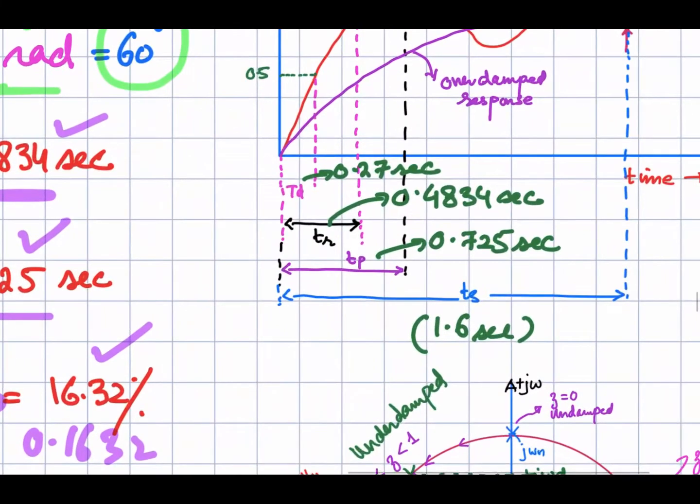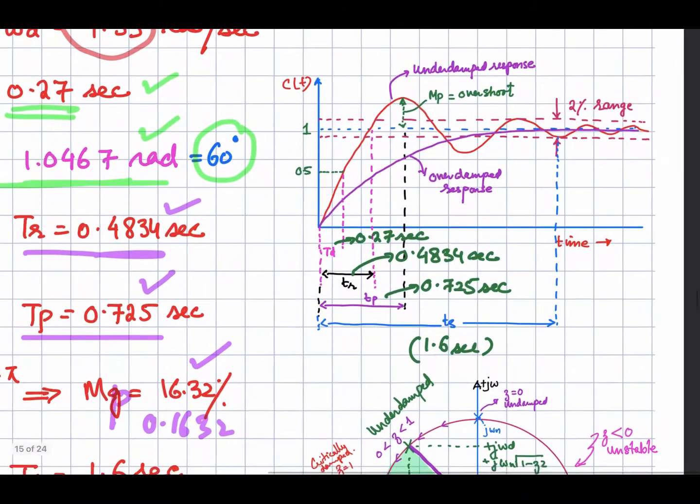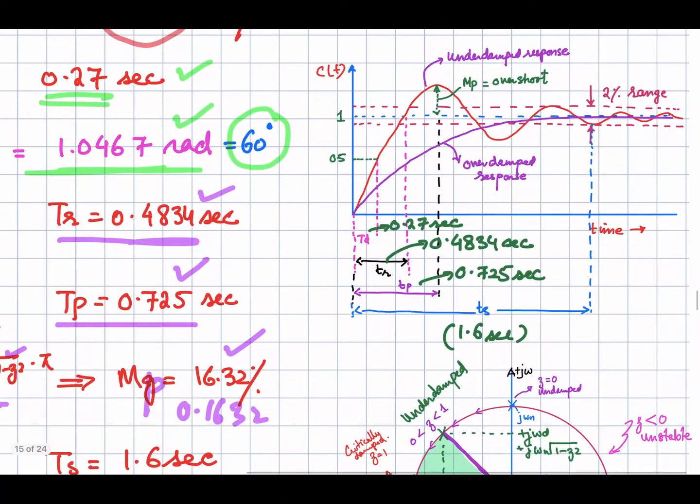So if I zoom and look at this one, here you can see that the delay time, that is the time to reach 50%, is 0.27 as we calculated, and the rise time, the time to reach from 0 to 100% of the value for the underdamped system, is 0.4834 second.